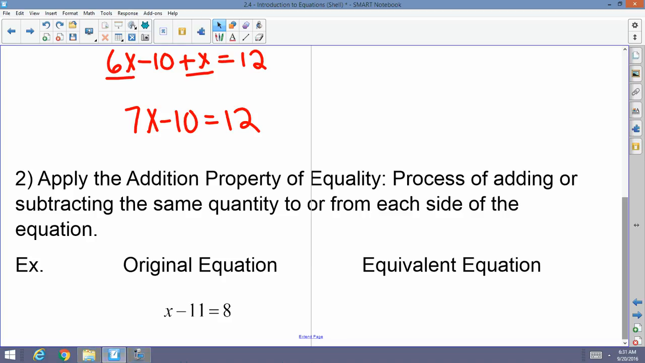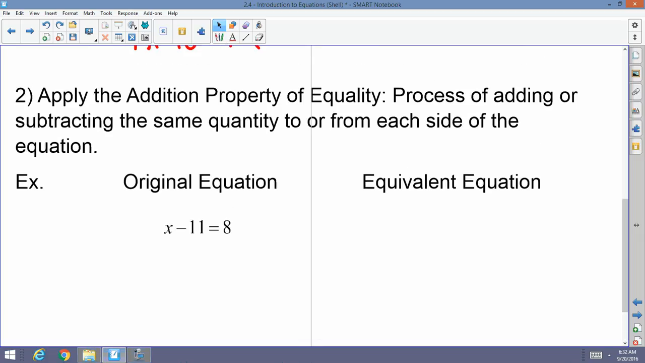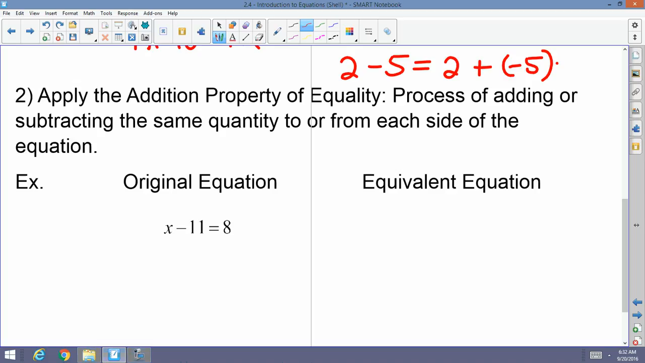Another great property is the addition property of equality. This again is a mathematically legal process. It's the process of adding or subtracting the same quantity to or from each side of the equation. Now, you may be asking yourself, why would it be called the addition property of equality if you can also subtract? Well, think about it. When you're really subtracting, aren't you really just adding a negative? For example, when I have 2 minus 5, doesn't this really read 2 plus a negative 5? Okay? Hopefully you're all in agreement there, because that is what's happening. So you're really always adding numbers. It's just a matter of whether or not you're adding positive or negative numbers. So that is why it's called the addition property of equality.